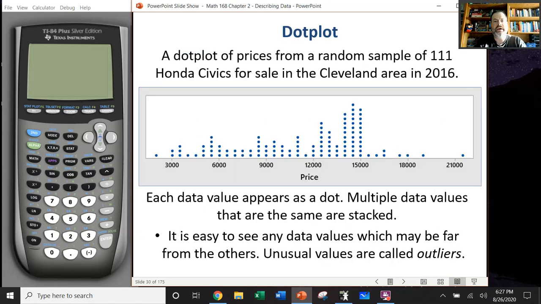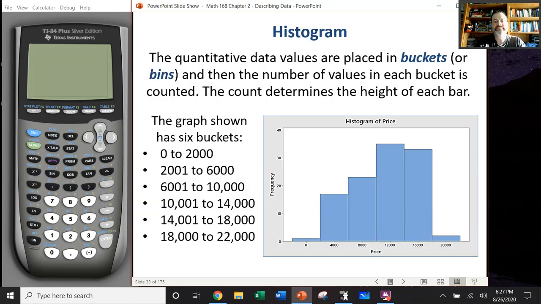So here, if you look back, there were 111 cars or Honda Civics in this data set. Here you can see exactly how many fall in each category. So this graph has 6 buckets, 0 to 2000. And you can see it looks like only one car was in that category. 2001 to 6000, that's this one. You can see about 17 cars were in that category. So histograms are really nice for seeing the general shape of the distribution, but they don't give you as much detail as a dot plot. Sometimes you want to see details, sometimes you want to see the general shape. It just depends on what you're studying.